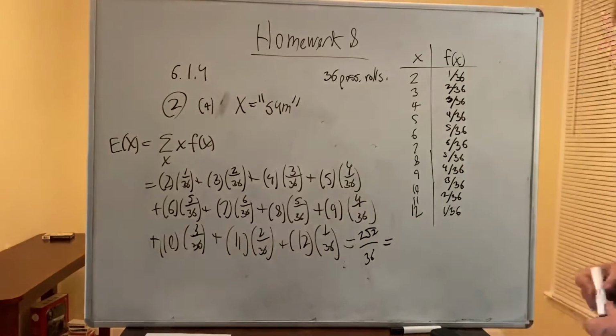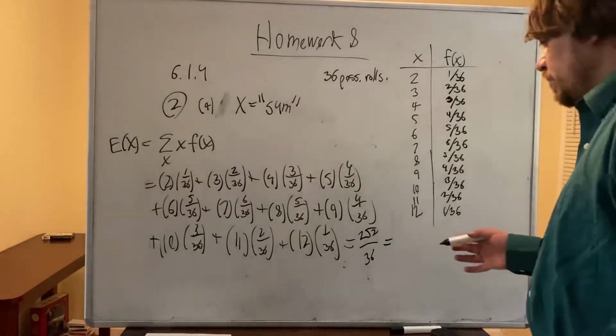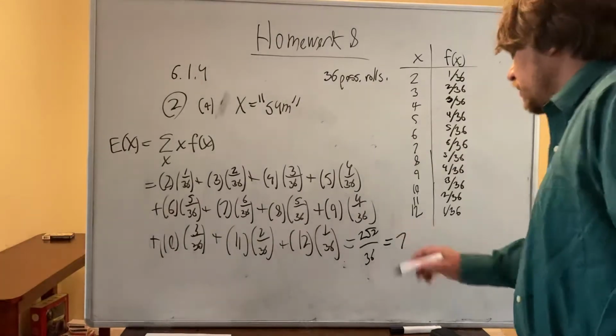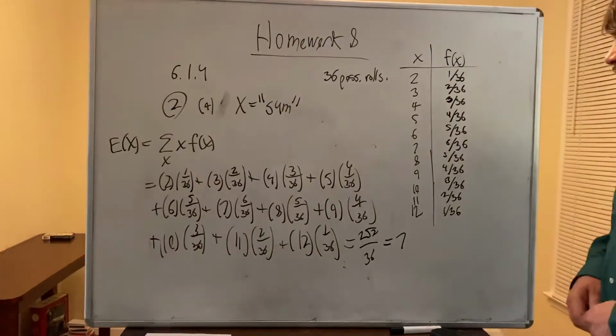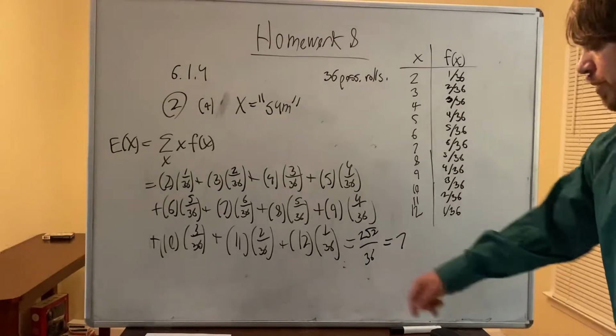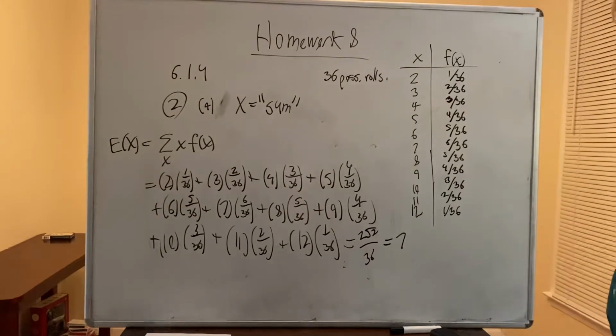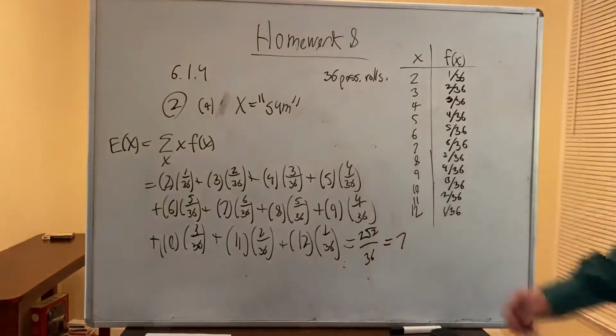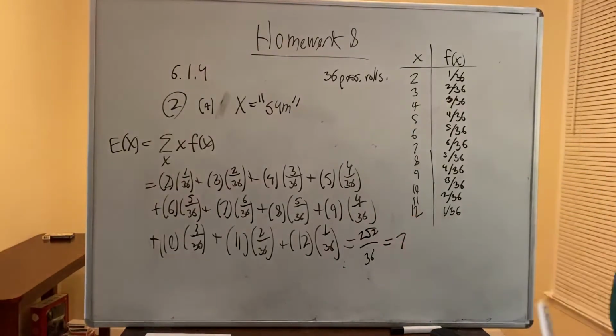And so that's 7. Okay, because 7 times 36 is 252. 7 times 30 is 210. 7 times 6 is 42. 210 plus 42 is 252. So 252 over 36 is 7. So the expected value is 7.